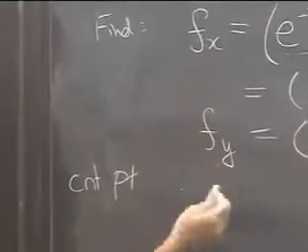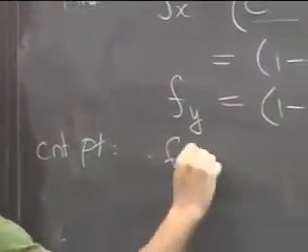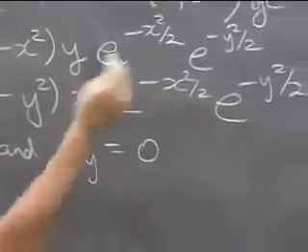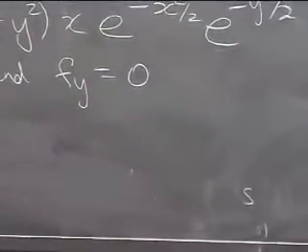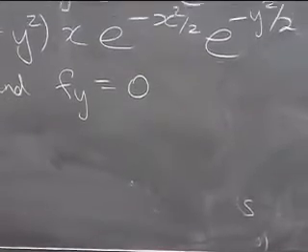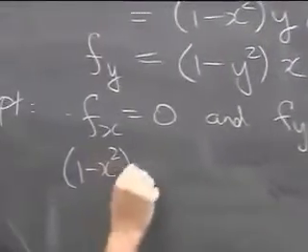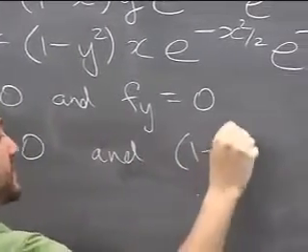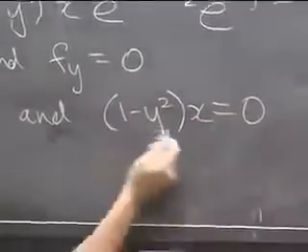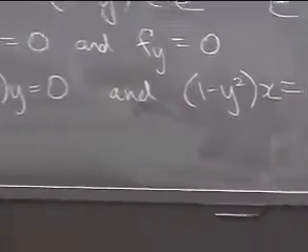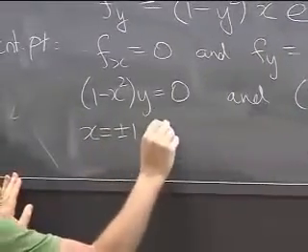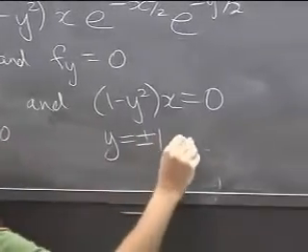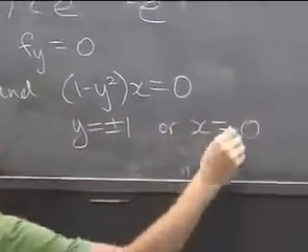So now to find the critical points, since the derivatives exist everywhere, we need fx equals 0 and fy equals 0. Well, exponentials are always positive. So the only way this can happen is that 1 minus x squared times y equals 0 and 1 minus y squared times x equals 0. So here you need x equals plus or minus 1 or y equals 0. Whereas here you need y equals plus or minus 1 or x equals 0.